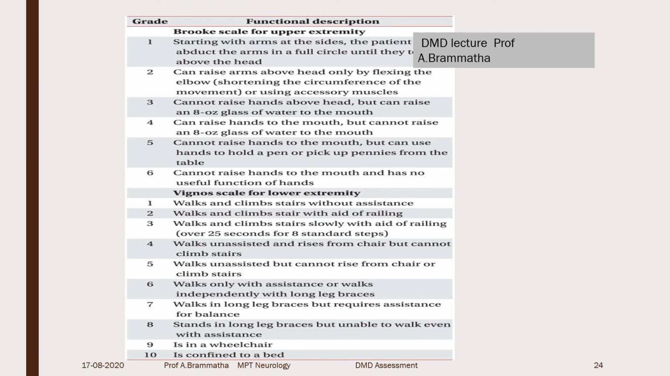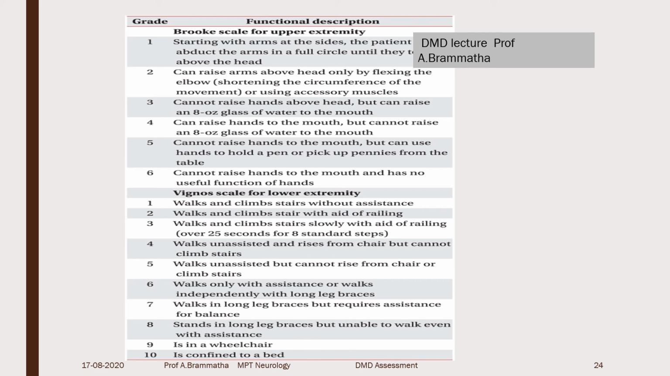So in Brooke scale, you have 1 to 6 categories. Grade 1 is starting with the arms at the sides, the patient may be able to abduct the arms in a full circle above the head. And 2 is can raise the arms above the head only by flexing the elbow, shortening the circumference of the movement, or by using accessory muscles. And 3 is cannot raise the hands above the head but can raise one glass of water to the mouth. So functionally he is able to do.